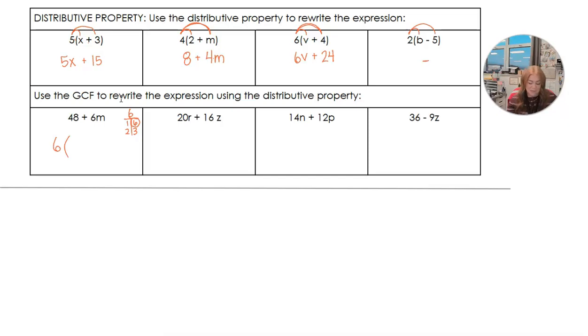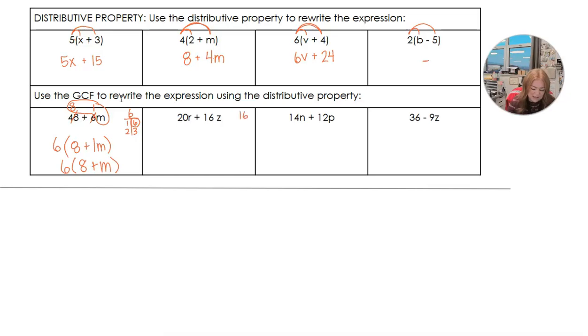The GCF is 6. So now I'm going to divide these both by 6. 6 divided by 6 is 1. And then we said 48 divided by 6 is 8. So that's what's left once we divide. This is what goes inside the parentheses. 8 plus 1m. Or you could just do 8 plus m, because we know that there's one of them. So we're dividing by their GCF. And once you've divided, that's what goes inside the parentheses. Let's try our next one.